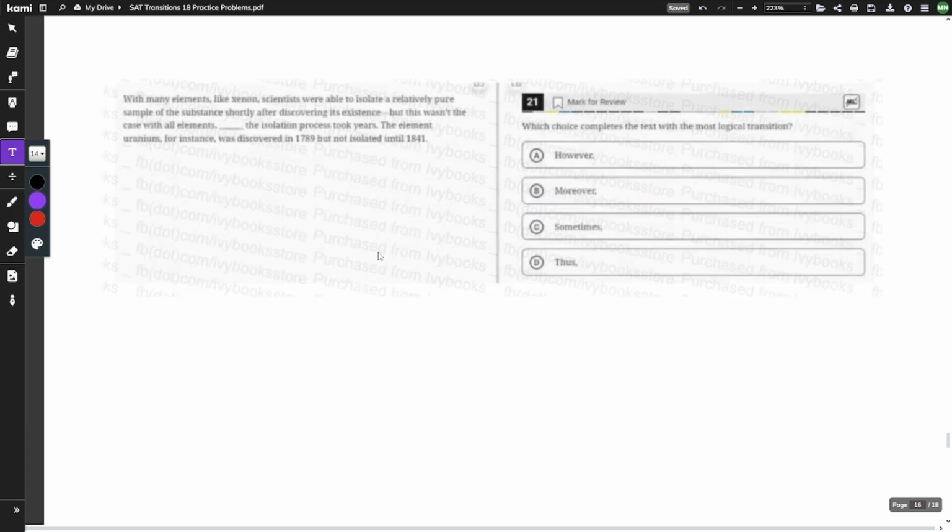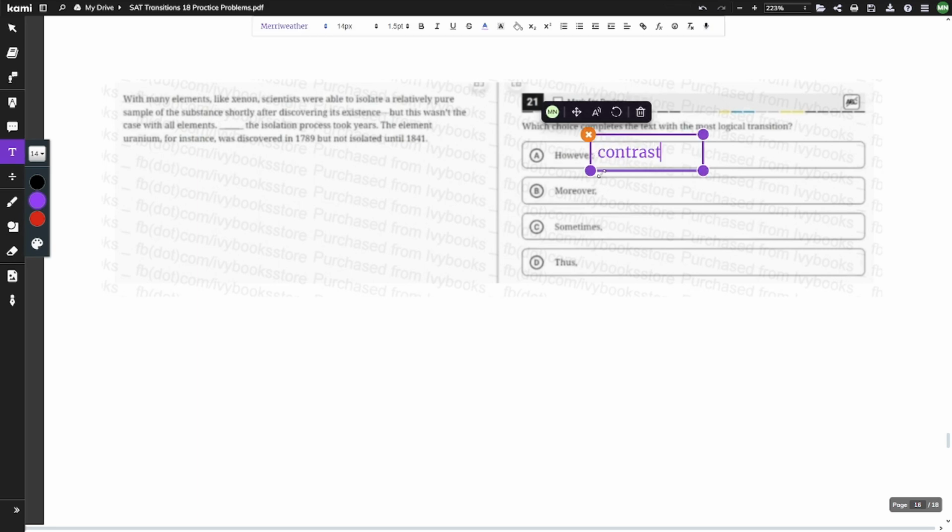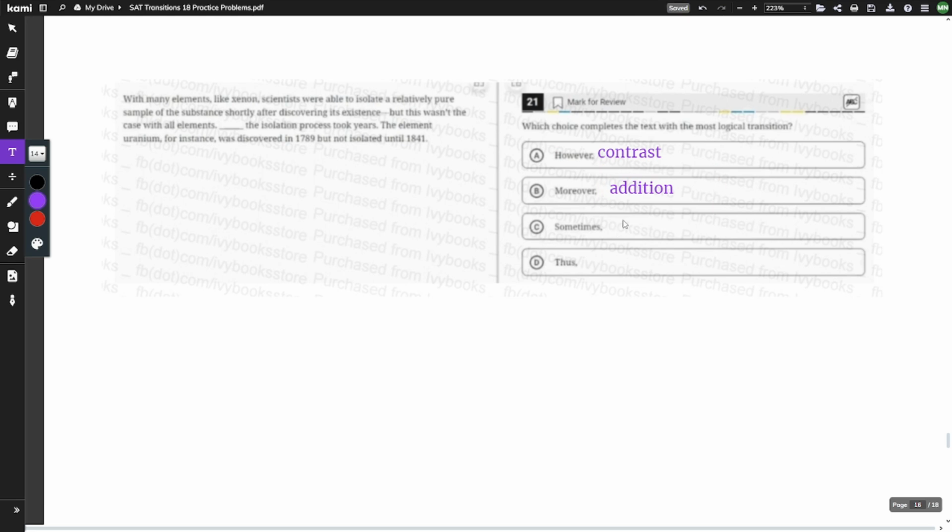Question number 16. Let's look at answer choices and see what categories they belong to. However is contrast. Moreover is addition. Sometimes is like every now and then, and once in a while, so that's time. I'm making up categories now, but what's important is not the categories, it's that you know the definition. The categories are meant to guide you there. Anyways, thus is cause and effect. None of these match, so let's look at the text.